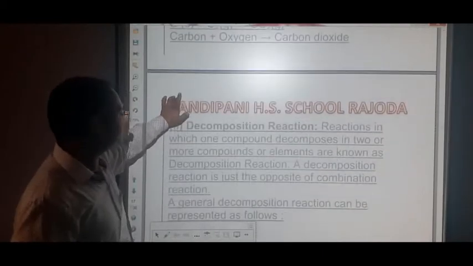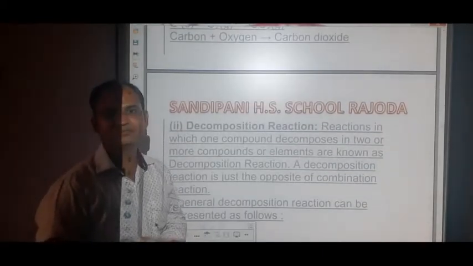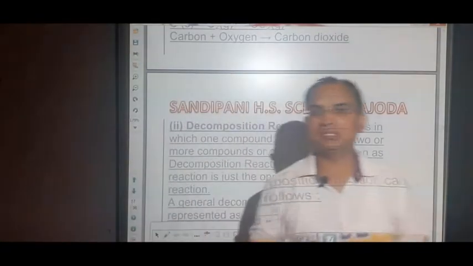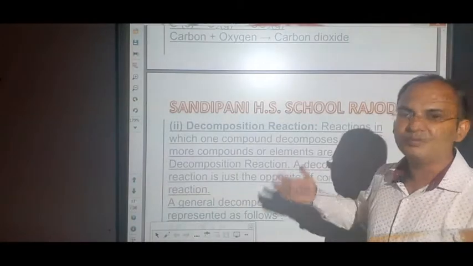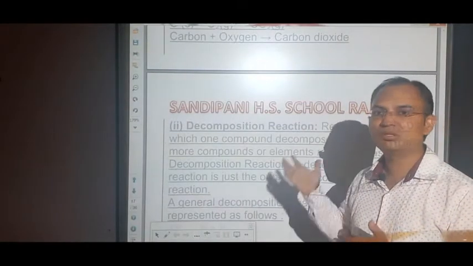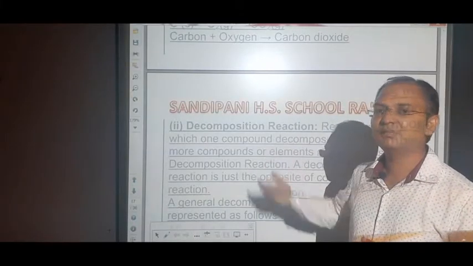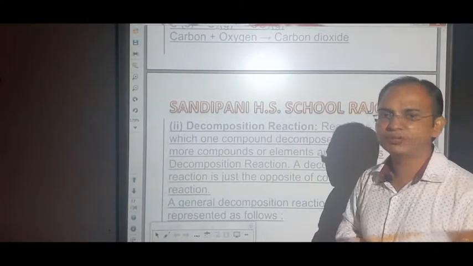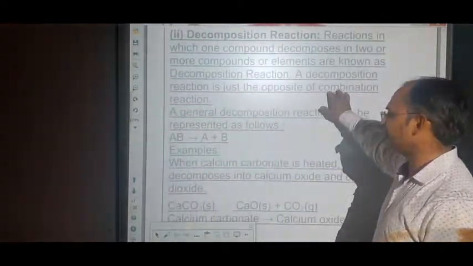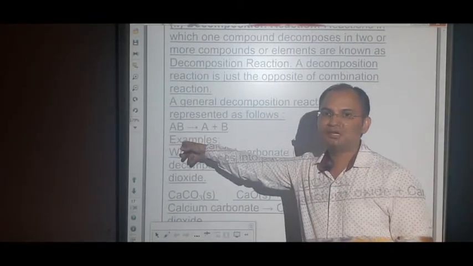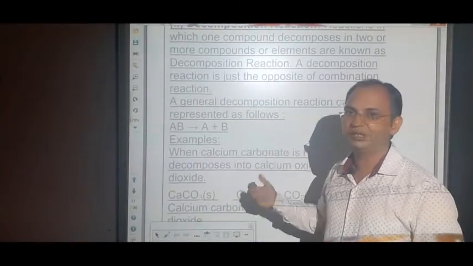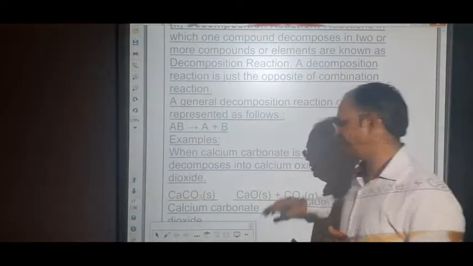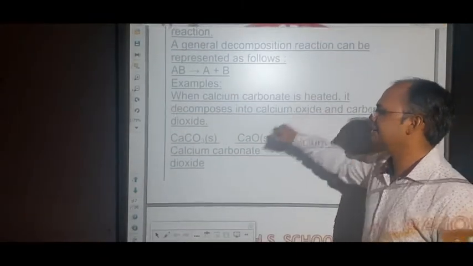The second type of reaction, students, was decomposition reaction. This reaction is just opposite to the combination reaction. In combination reaction, two elements were combining together, but in decomposition reaction, one compound breaks down to form two or more compounds. Let's see the example. It is AB giving A plus B. AB breaks down into two parts and gives the products A and B. We have seen one example for this, that is calcium carbonate.